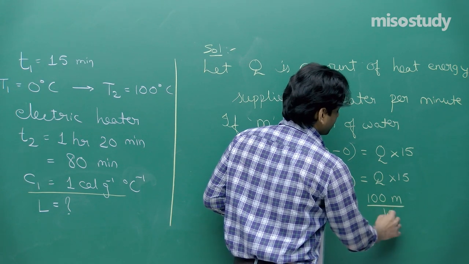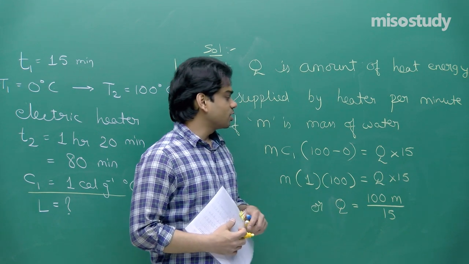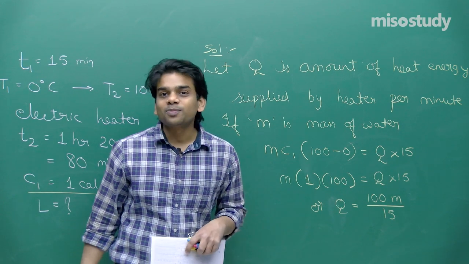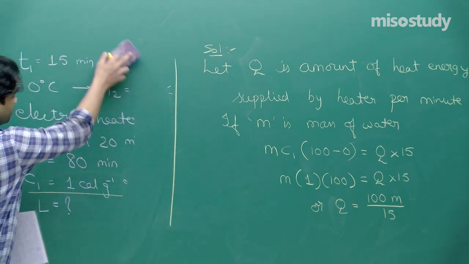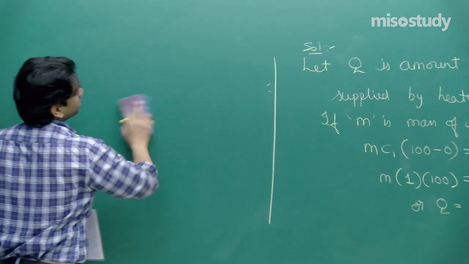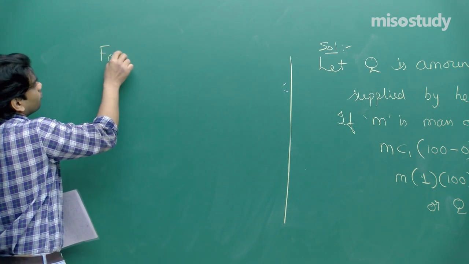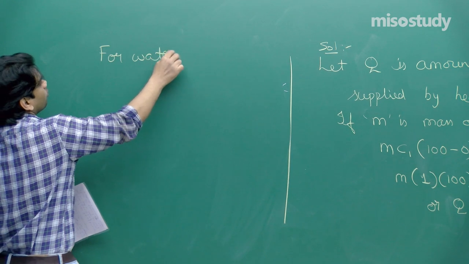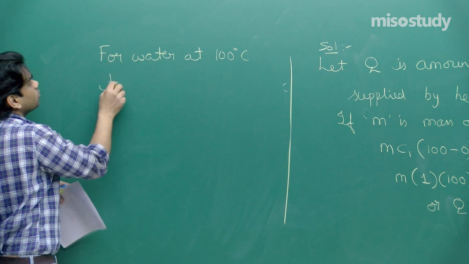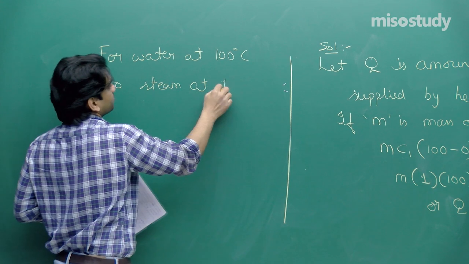First information that we got: 1 calorie per gram per degree Celsius. Here, this is the value of Q. Now let's go ahead and, in the next process, the same amount of water is converted into steam. Temperature is not changing, and the time taken is for water at 100 degrees Celsius to steam at 100 degrees Celsius.